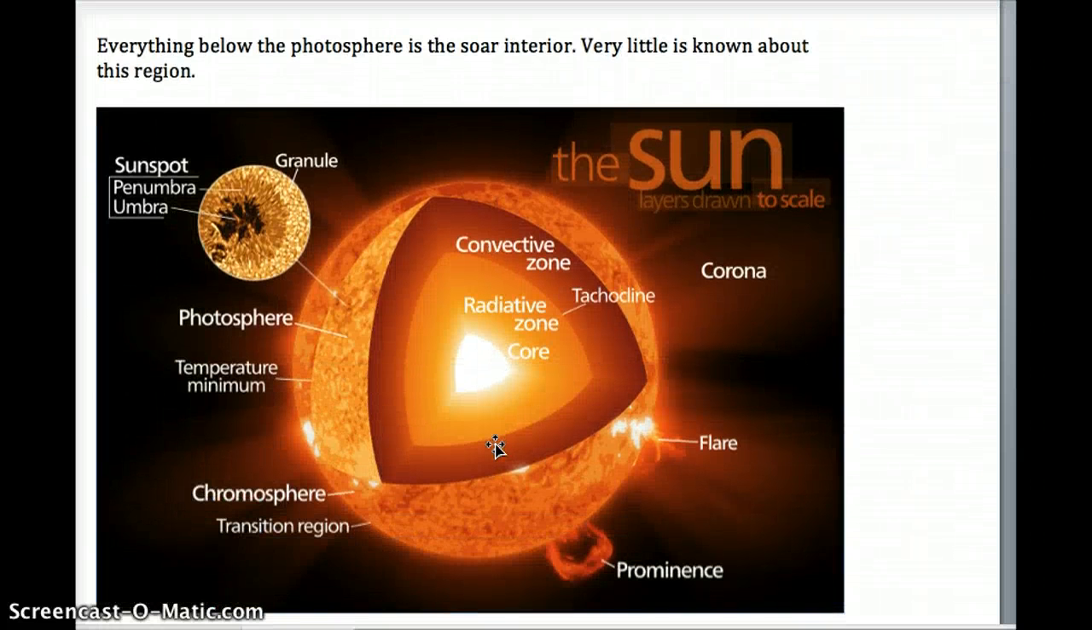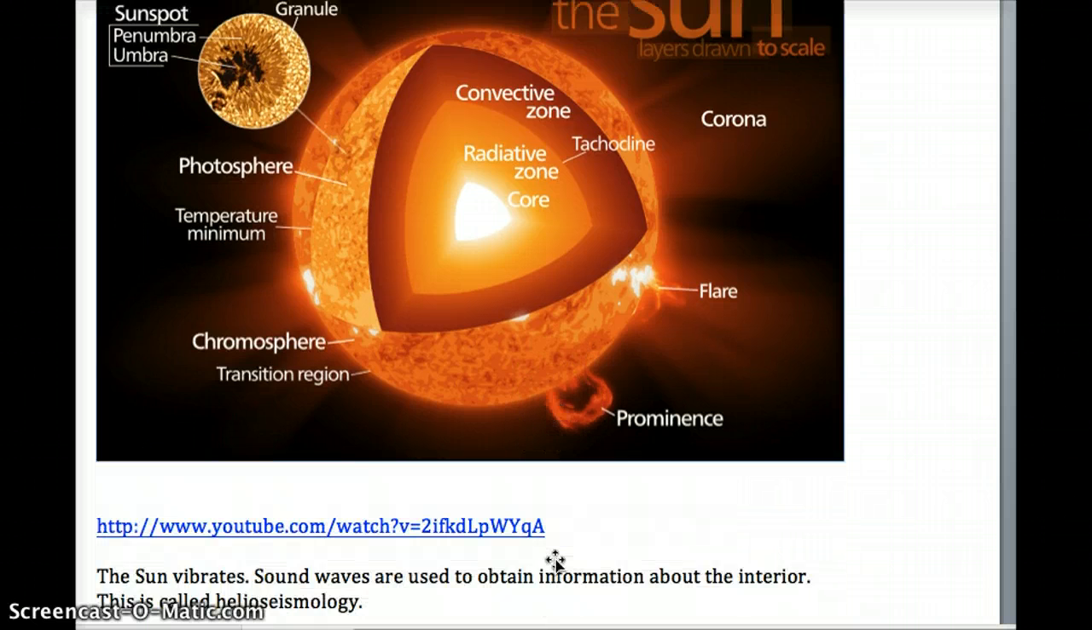Everything below the photosphere is the solar interior. Very little is known about this region. So we have the corona, we have the chromosphere, the photosphere, the convection zone, the flare, the prominences, which we're going to talk about.